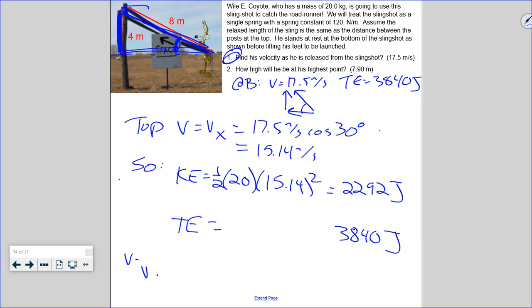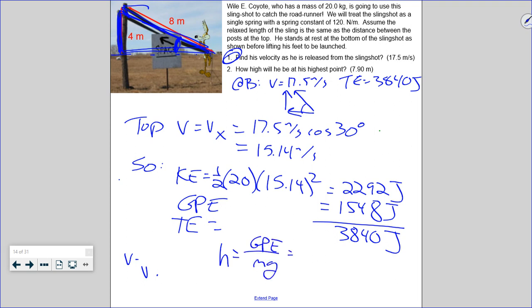But the total energy at the top still has to be the same as it was before, 3,840. So the missing part must be GPE. If you calculate that, you get 1,548 joules worth of GPE. And then we can find our height just by doing GPE over mg. So 1,548 over 20 times 9.8, and it gives you 7.9 meters. So there's the height at the top of this path.